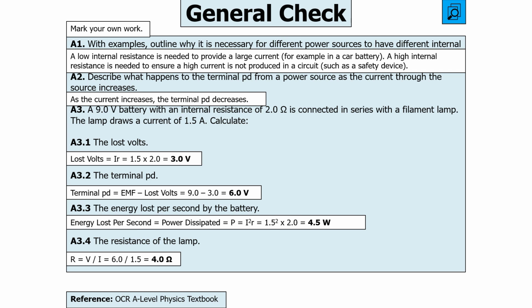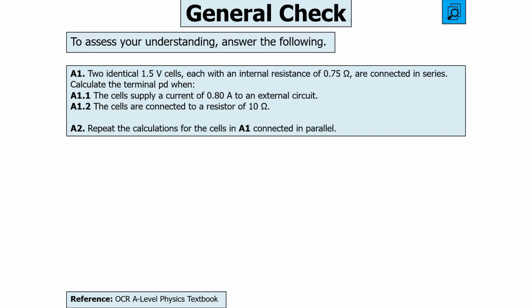The next question says, to assess your understanding, two identical 1.5 volt cells, each with internal resistance of 0.75 ohms, are connected in series. Calculate the terminal PD when the cells supply a current of 0.80 amps to an external circuit, and then when the cells are connected to a resistor of 10 ohms. Then repeat the calculations for the cells in A1, but they're now connected in parallel. So pause the video now, then unpause the video when you want to go through your answer.